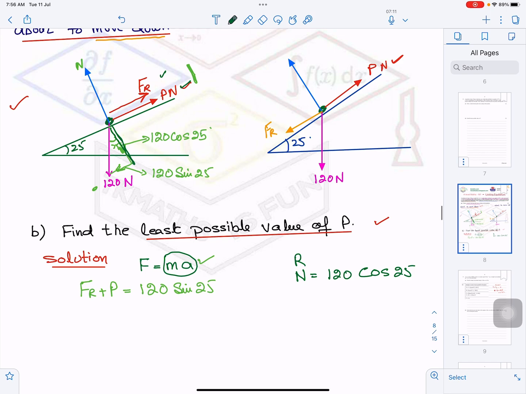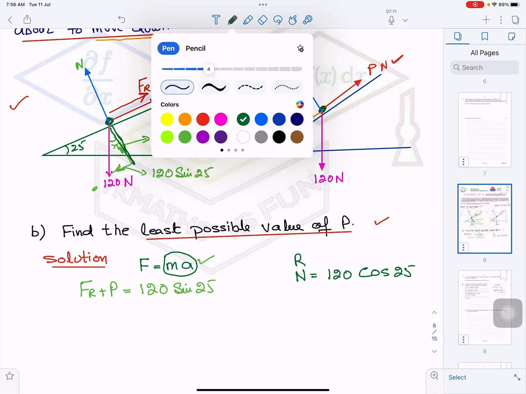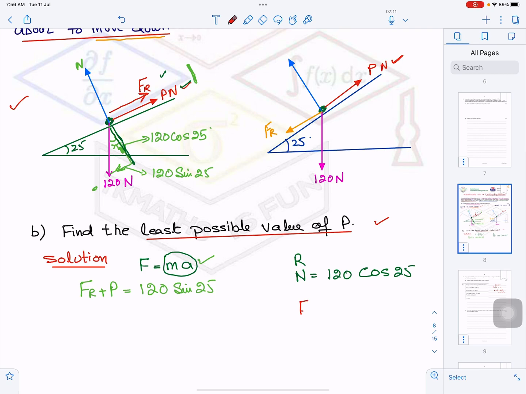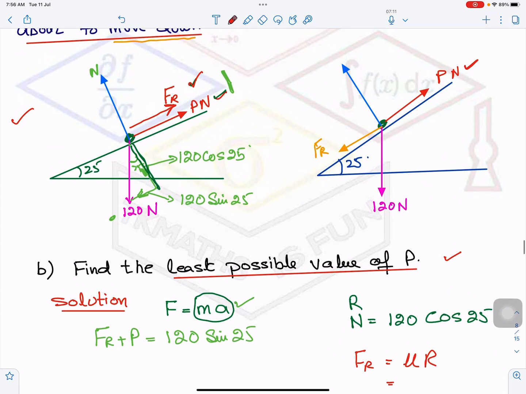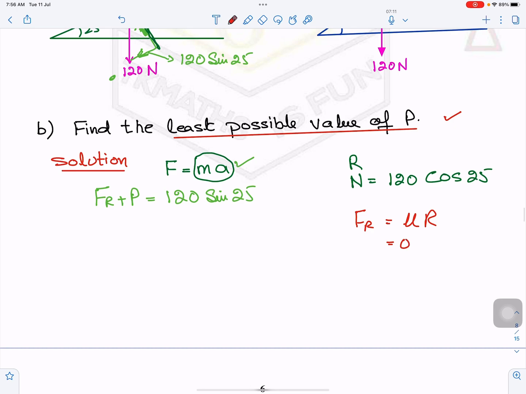So maximum friction, Fr, the frictional force, is maximum when the particle is in motion or it is about to move up or down. In the limiting equilibrium condition, the maximum frictional force is applied, which is equal to mu R, you know that. The value of mu is given in the question, which is 0.35. So 0.35 into R, where R is 120 cos 25.